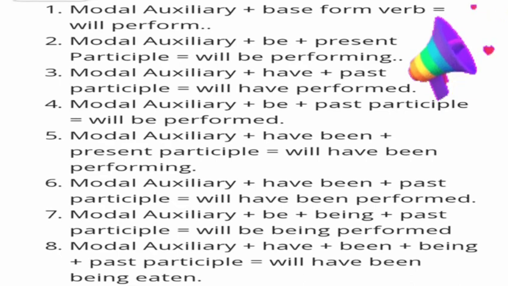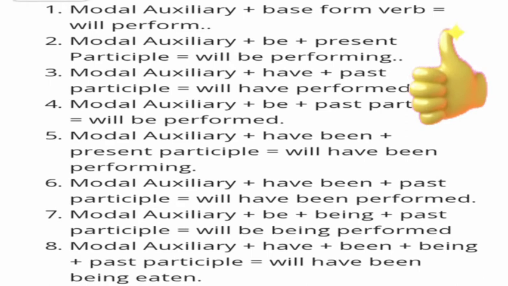Okay, modal auxiliary plus have been plus past participle, modal auxiliary plus be plus being plus past participle, then modal auxiliary verbs plus have plus been plus being plus past participle. So these are the possible sentence structures in which we can use these modal auxiliaries, and there are some structures of active sentences and some structures of passive sentences. I hope that you will understand it.